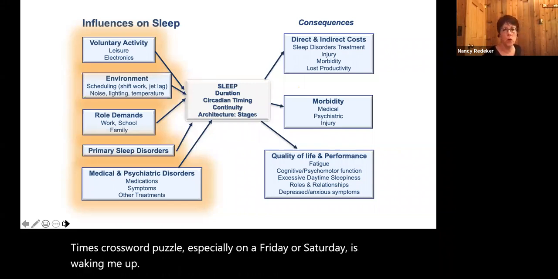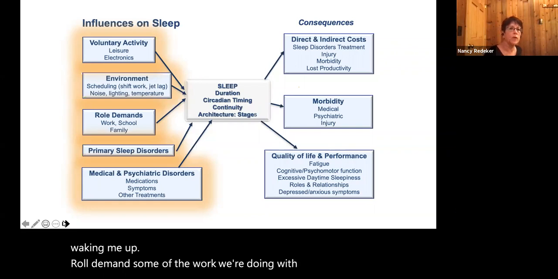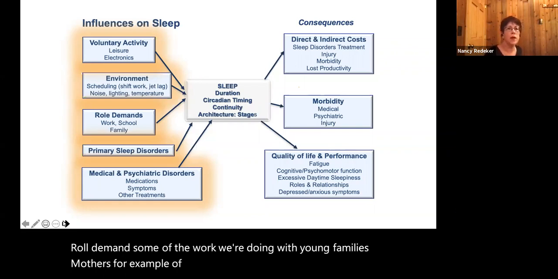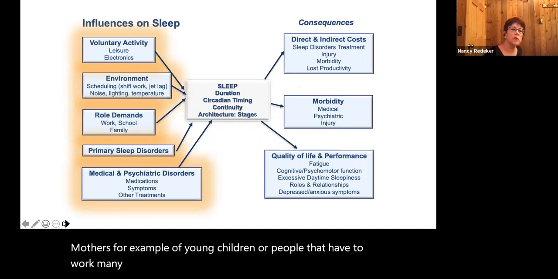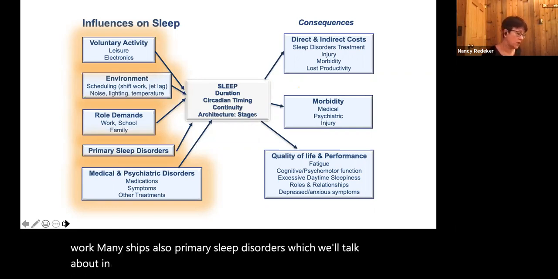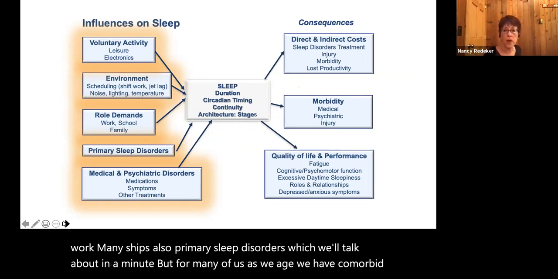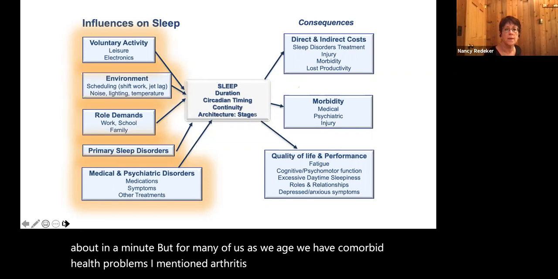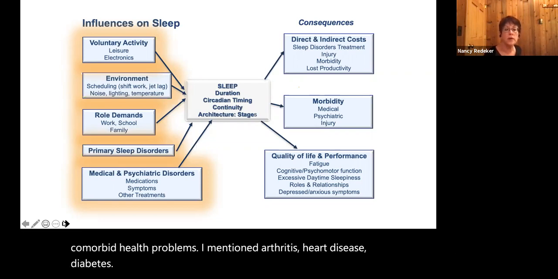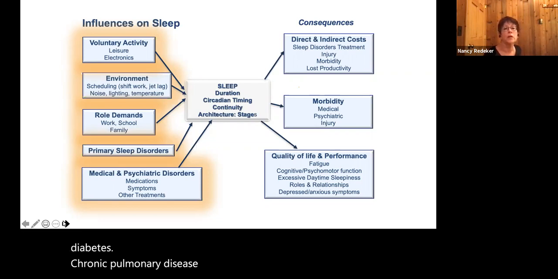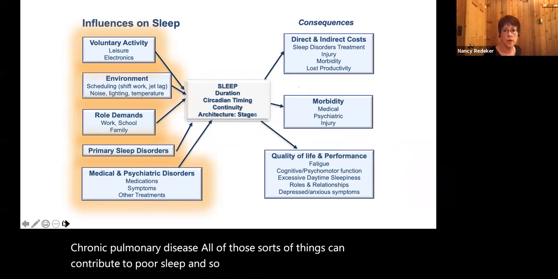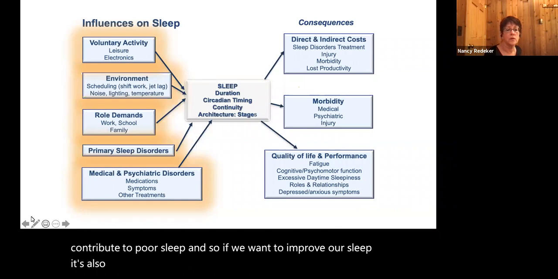Role demands are another input, for example in some of the work we're doing with young families, mothers of young children, or people that have to work many shifts. Also primary sleep disorders, which we'll talk about in a minute. But for many of us, as we age, we have comorbid health problems. I mentioned arthritis, heart disease, diabetes, chronic pulmonary disease. All of those sorts of things can contribute to poor sleep. And so if we want to improve our sleep, it's also important to keep these other things well tuned.